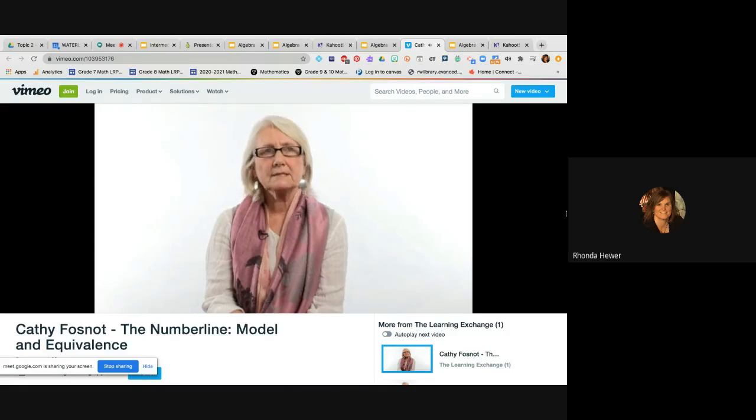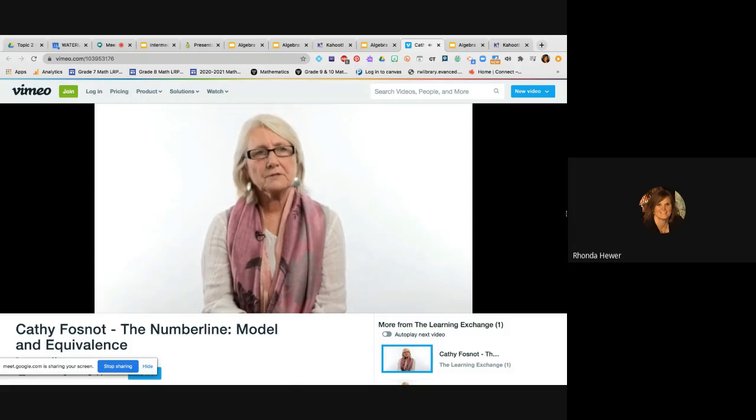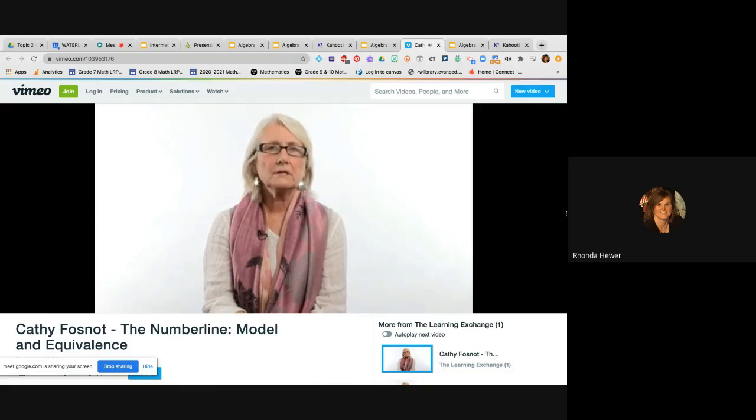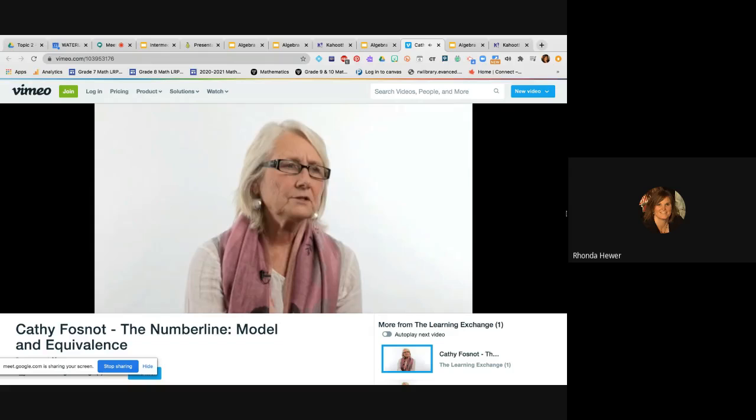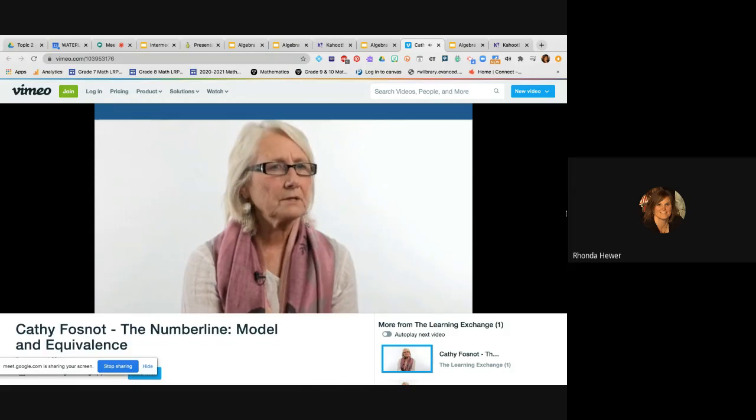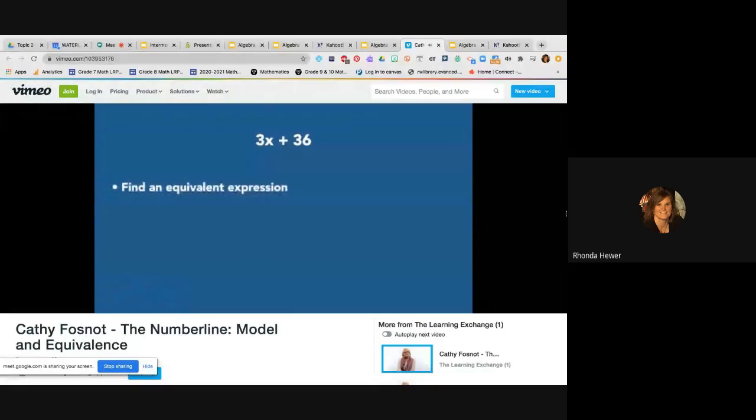Now, this becomes really critical as we get to algebra. This is a common misconception in the literature that researchers have found that kids make all the time. Children were asked to find an equivalent expression to 3x plus 36. And the large majority wrote x equals 12. And that's because there's no equation here. You can't even solve for x, right? It's calling for an equivalent expression. So the correct answer would be 3 times x plus 12.